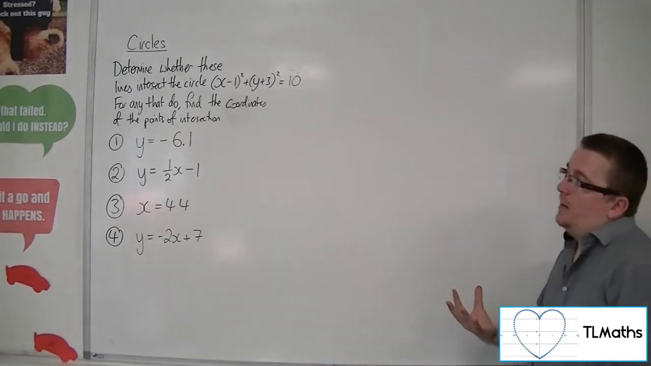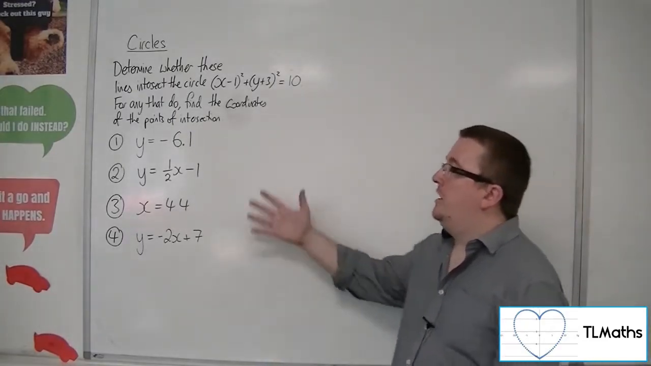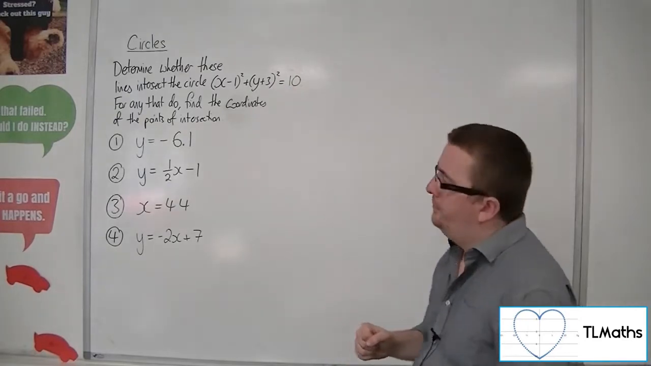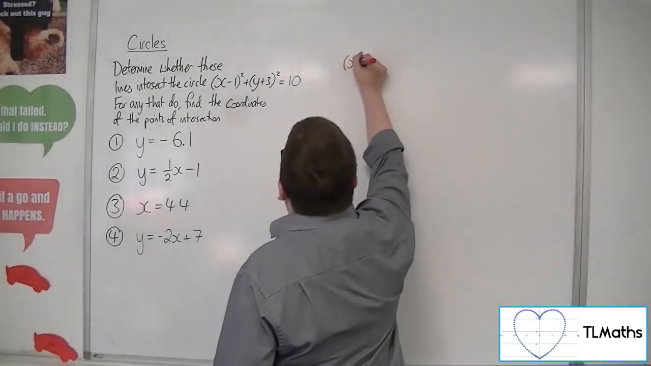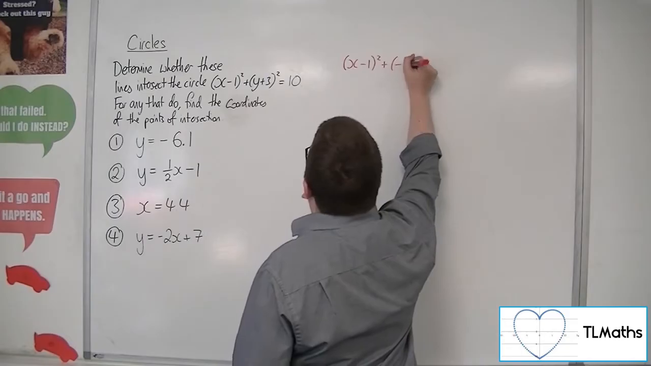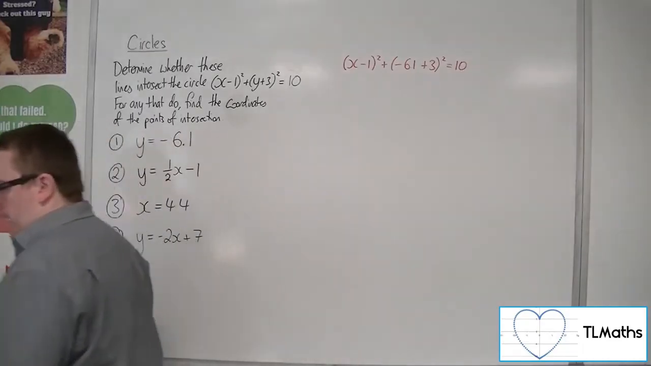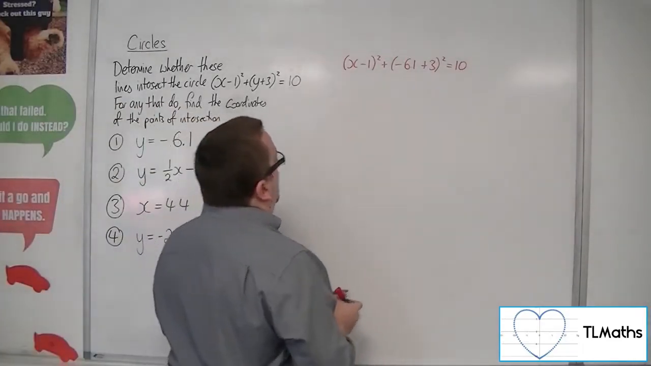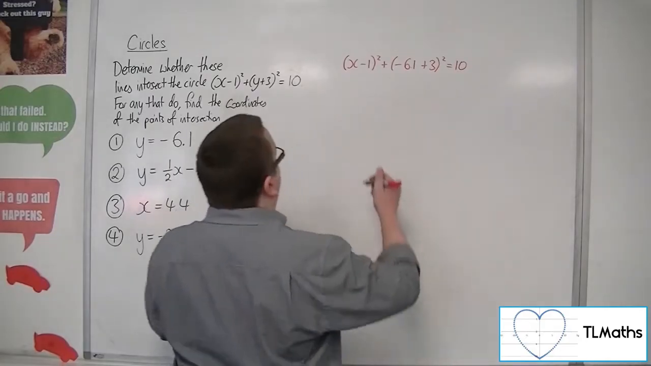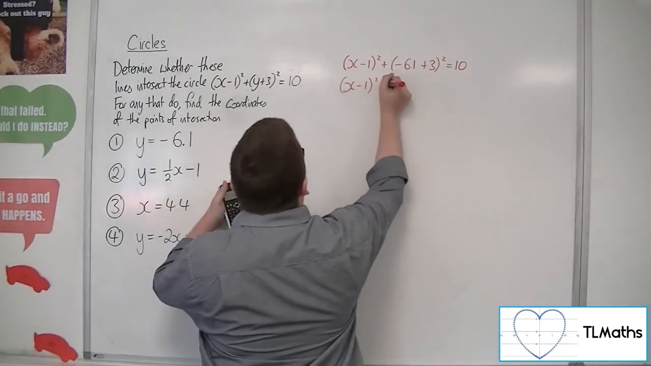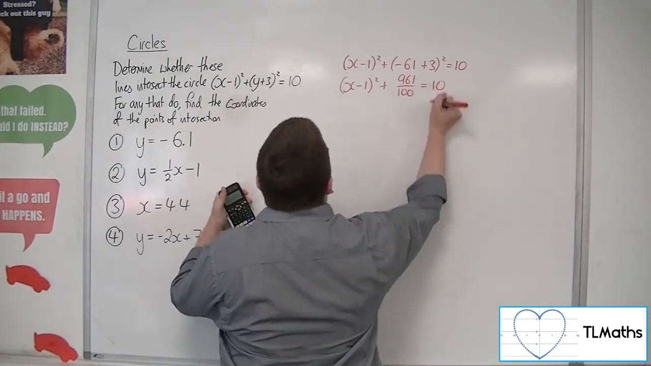Now whenever we're doing intersections, we're going to be using simultaneous equations. And for all four of these, I'm going to be substituting these equations into that one. So, when y = -6.1, we've got (x - 1)² + (-6.1 + 3)² = 10. So -6.1 plus 3, square that. So I've got (x - 1)² + 961/100 = 10.